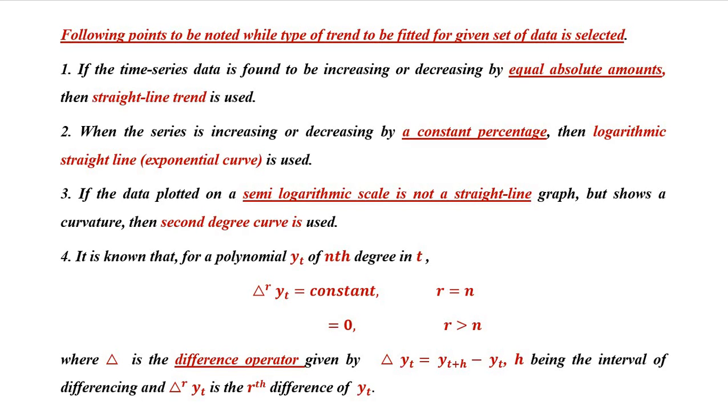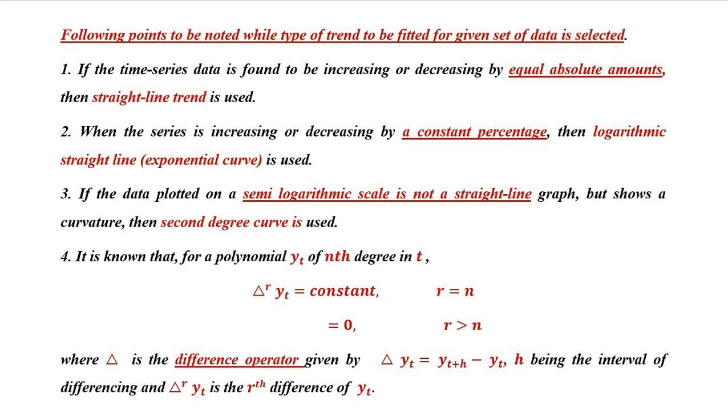The following points are to be noted while the type of trend to be fitted for a given set of data is selected. If the time series data is found to be increasing or decreasing by equal absolute amounts, then a straight line trend is used. And when the series is increasing or decreasing by a constant percentage, then a logarithmic straight line or exponential curve is used. If the data plotted on a semi-logarithmic scale is not a straight line graph but shows a curvature, then a second degree curve is used.